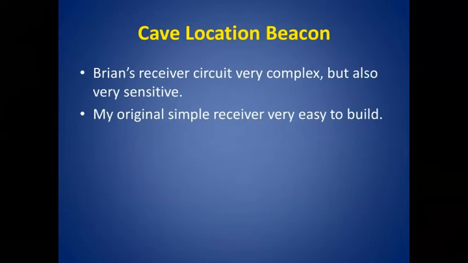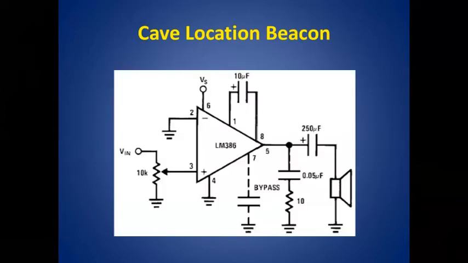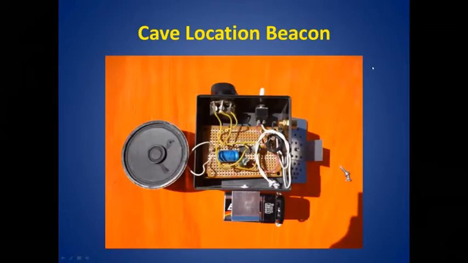Brian's receiver is a very complex receiver, but it's also very sensitive. My original simple receiver is very easy to build, or you can buy something that's very simple. For those of you that read schematics, this is an LM386 audio amplifier, and there's about 4 or 5 other parts on the outside here until you get to the speaker. So the antenna plugs into here. You've got a volume control, which oftentimes you leave all the way up, a capacitor to set the gain, a couple of other capacitors here, and one that goes off to the speaker. So it's an extremely simple system.